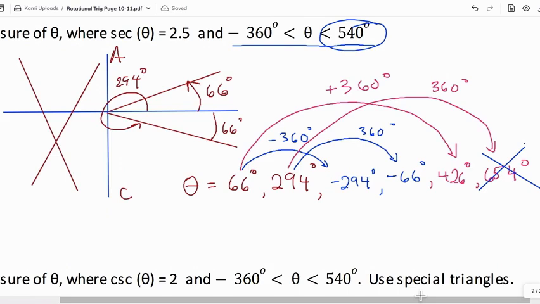So how many angles are there? There are 5 angles that satisfy secant being 2.5. This is probably the hardest kind of question you're going to get. It includes everything we've done in this unit. Is that like a thinkery? No, it's not a thinkery, but it encompasses all the concepts. I'm gonna post some thinkery questions and we'll look at them on Monday.